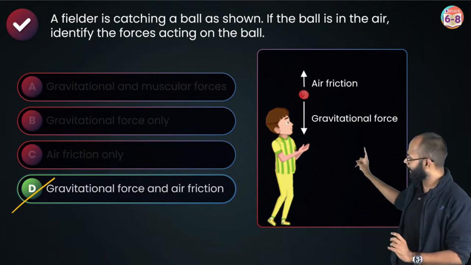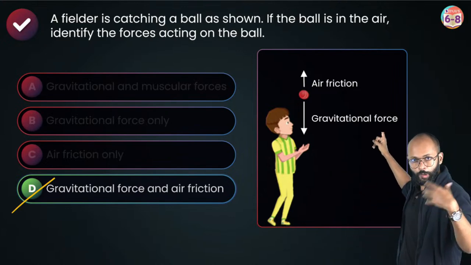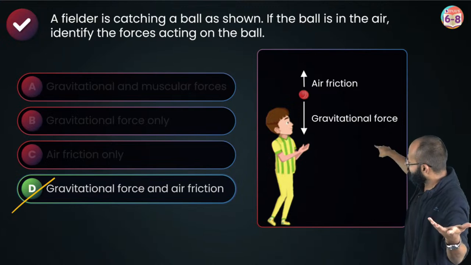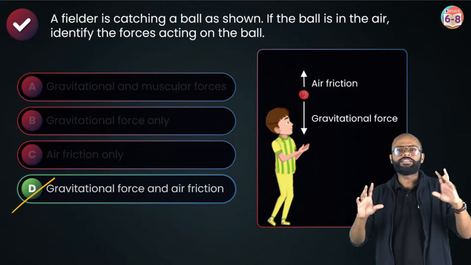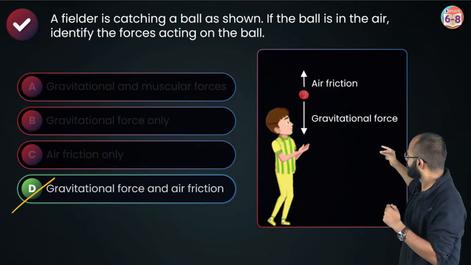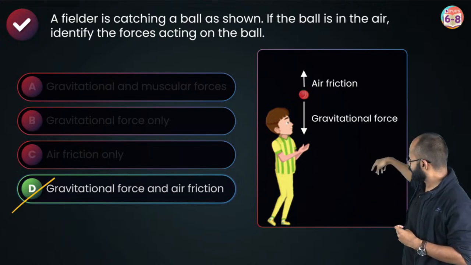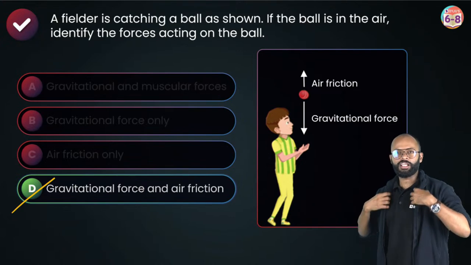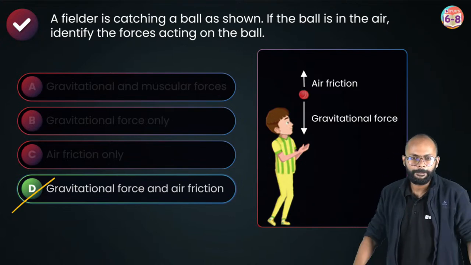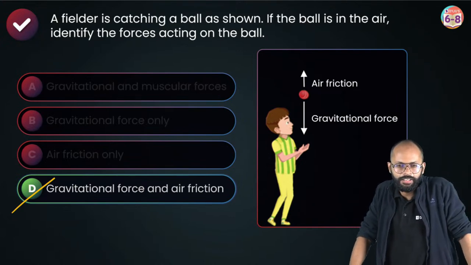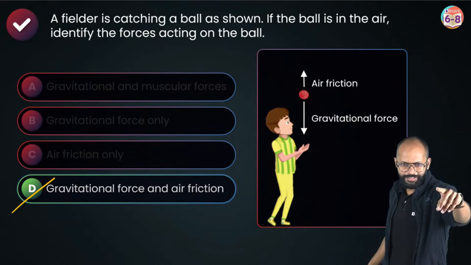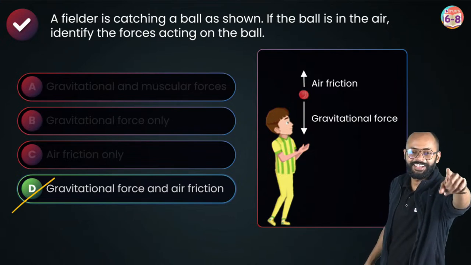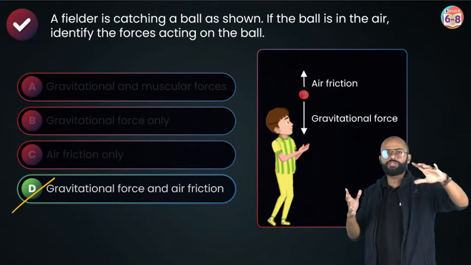Clear ekdam? Air friction lagega upar. It is opposing the motion of the ball and gravitational force lagega niche. It is causing the motion of the ball. Zyada kaun hai? Tell me. Out of these two forces, which one is stronger? Kis mein zyada dam hai? Come on. Yes. Air friction, huh? Gravity, very good. Dekho, air friction kuch nahi hai.